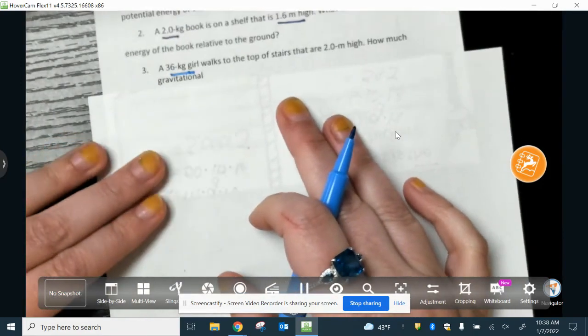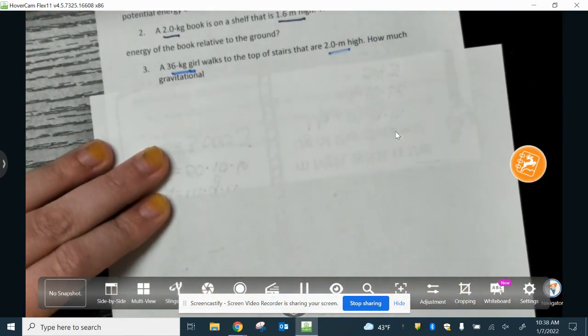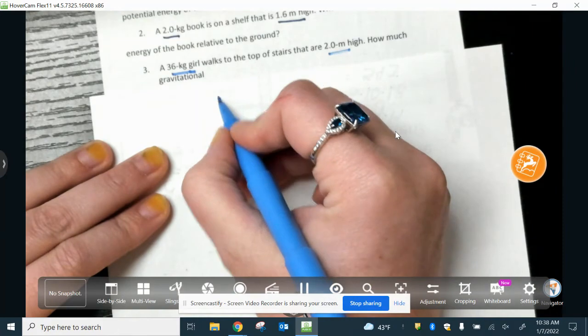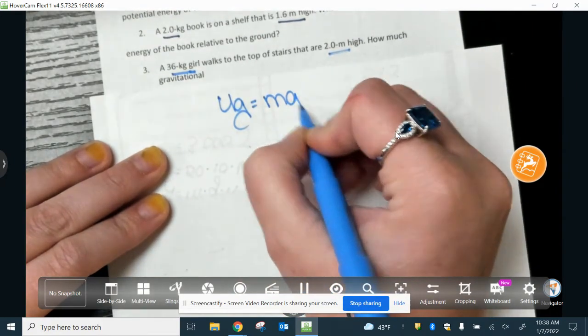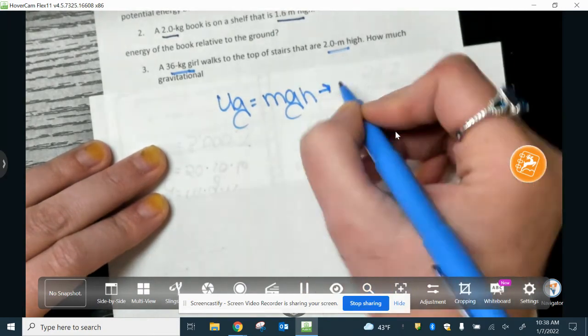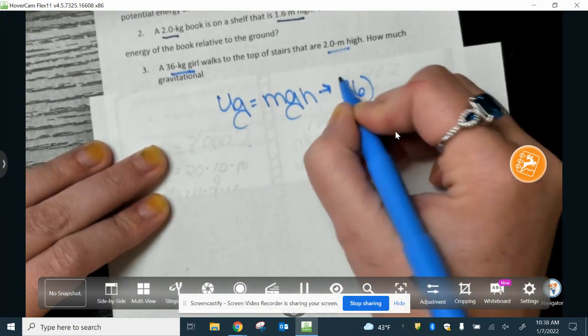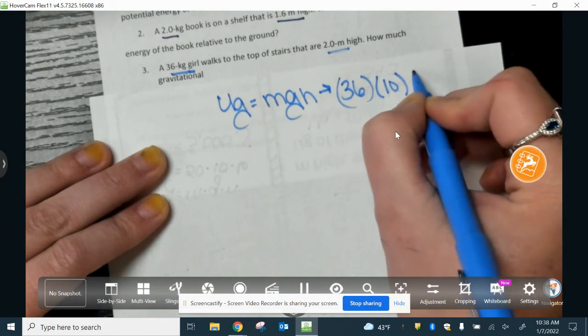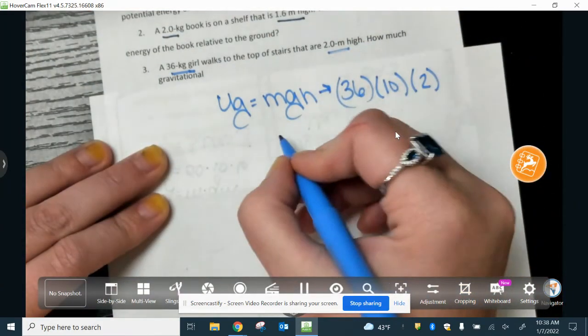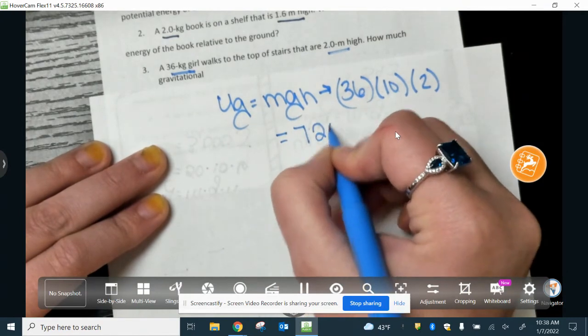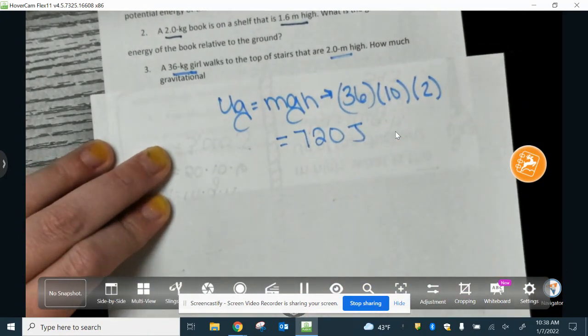A 36-kilogram girl walks to the top of the stairs that are 2 meters high. How much gravitational potential energy does she have? Again, mgh. 36 times 10 times 2, 720 joules.